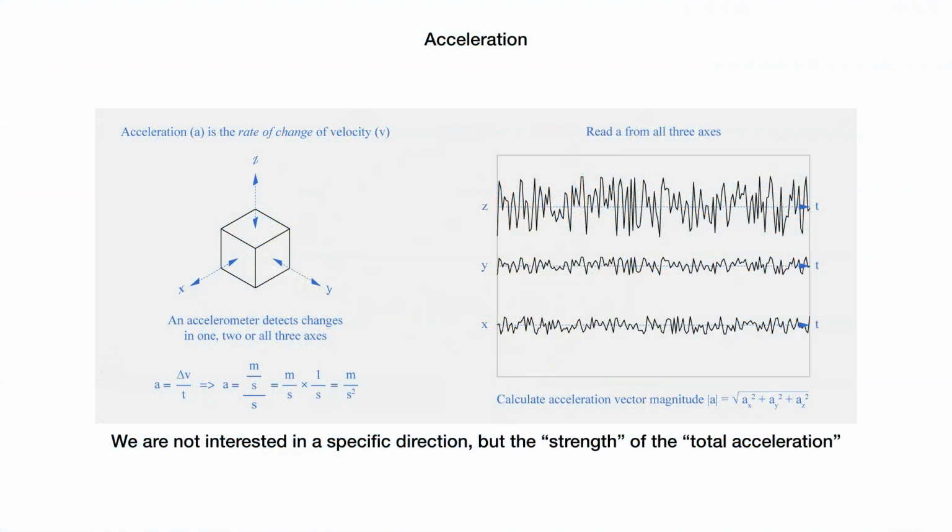Acceleration is the rate of change of velocity, measured in meters per second per second. It has a magnitude and a direction. An accelerometer detects velocity changes in 1, 2 or 3 axes, but for many interactive designs, you are not so much interested in a particular axis. You rather want to find the total acceleration, the acceleration vector magnitude. For that, you must read the values from all axes and apply a formula that integrates them.